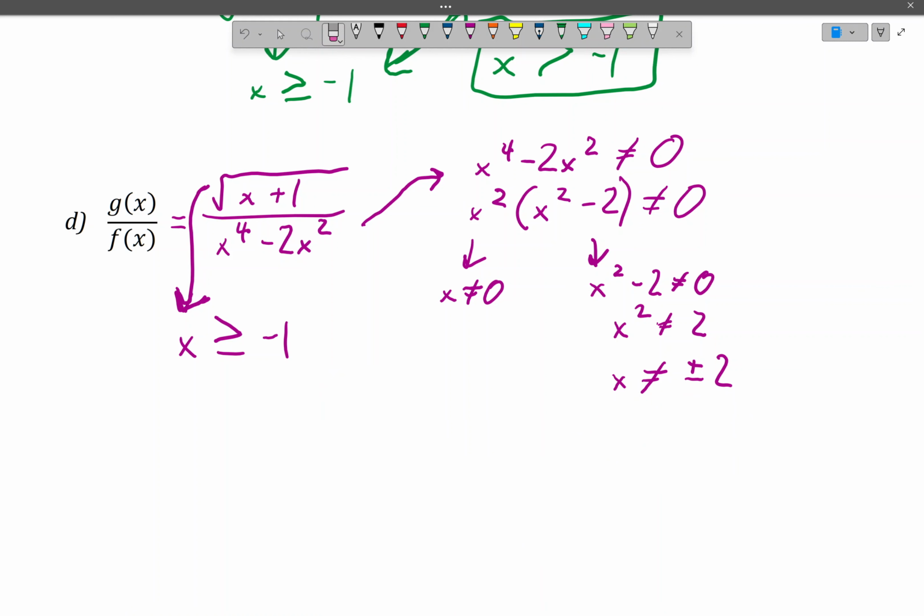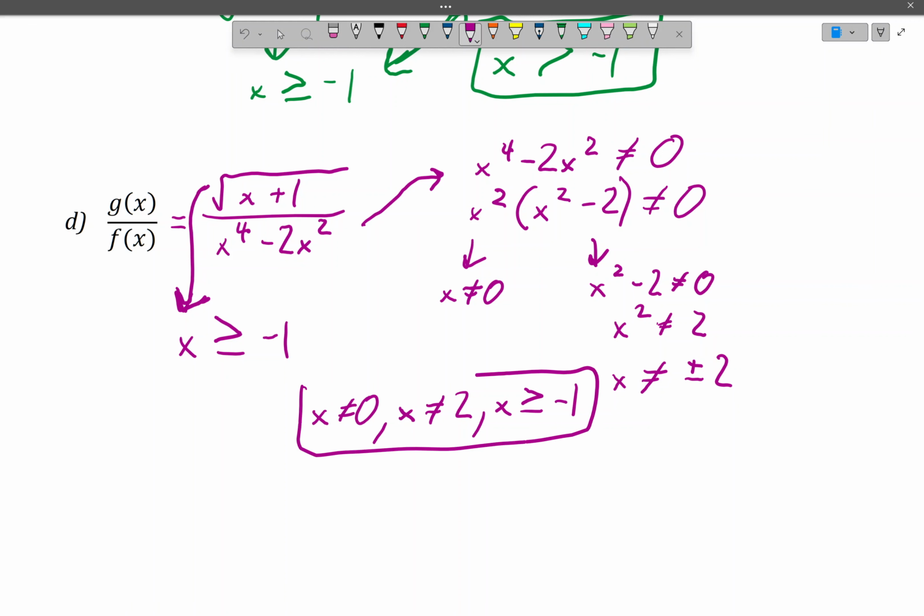And so if we write this all together, we would say that x cannot equal 0, x cannot equal 2, and x must be greater than or equal to negative 1. And this is our final restriction. Oh yeah, and obviously, as always, x is in the real numbers.